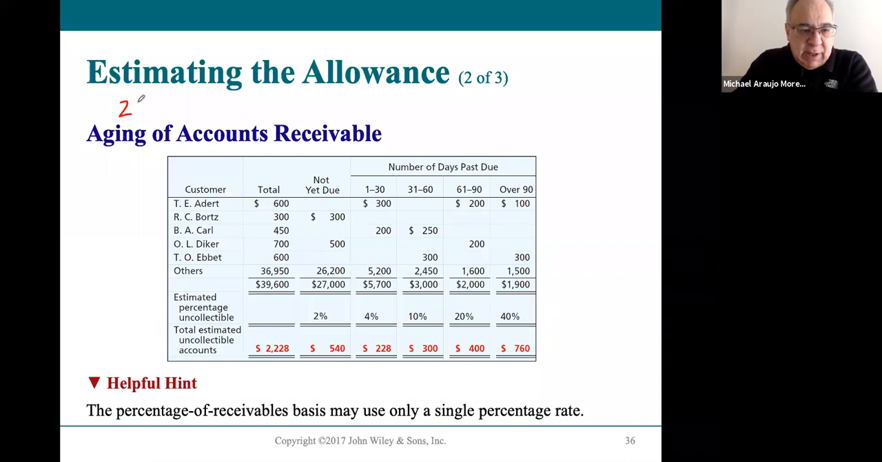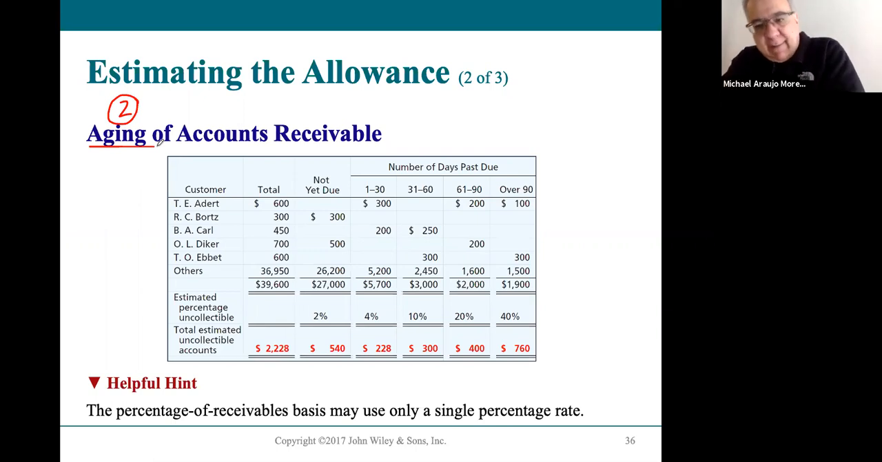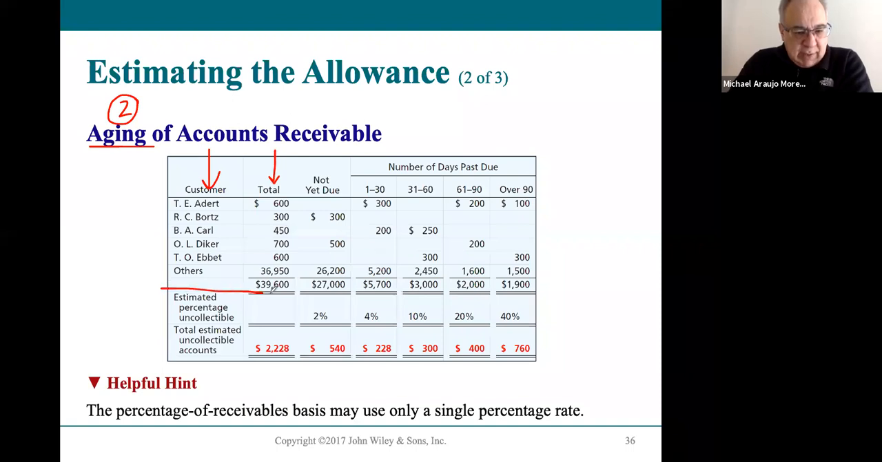The second way to do it is a little bit more intense. It's a bit more accurate too. It's called an aging. And other than what I'm doing in front of you right now, which is aging every class, an aging of receivables works very much like this. They have a large sheet where they list all their customers and how much the customer owes them. The total receivables are listed here.